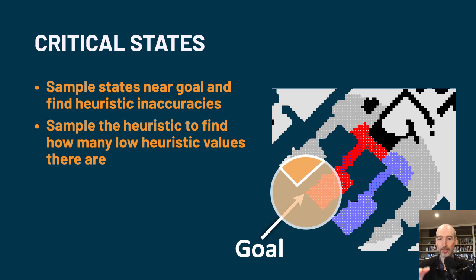So we see that it is possible to measure whether we have critical states, and measuring that is going to be helpful in predicting whether bidirectional search is going to work well. By these predictions, we wouldn't expect bidirectional search to work well in grid maps.